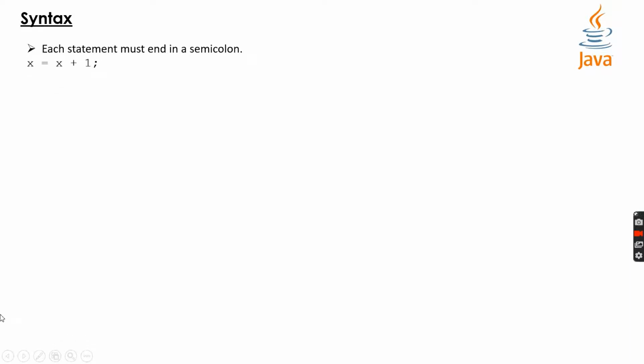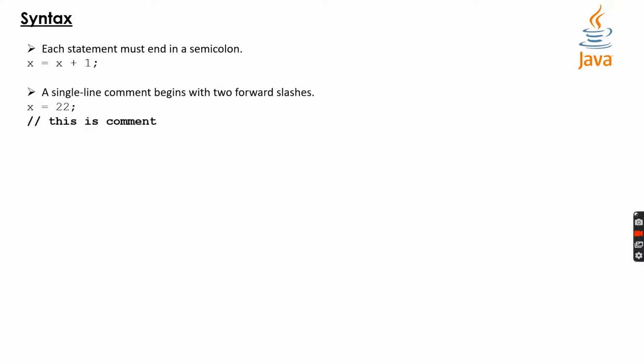Each statement must end in a semicolon. So here the statement is x is equal to x plus 1, and it ended with a semicolon. A single-line comment begins with two forward slashes. So x is equal to 22 will run in the JVM, but what begins with forward double slashes is a comment. This statement doesn't run in the JVM because it's a comment, because it starts with the forward double slash.